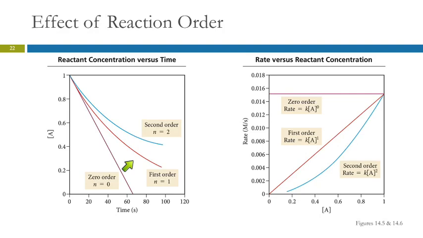For a first order reaction, there's more of a curve, and we see that the slope of the line is decreasing as time goes on. And here, for second order, there's even more curvature. If we look at rate versus reactant concentration, for a 0 order reaction, the rate is the same. Doesn't matter what the concentration of A is. First order, the rate is directly proportional to the reactant concentration. As A goes up, the rate goes up.